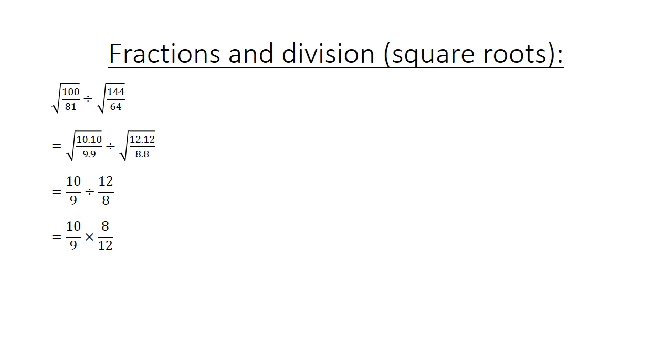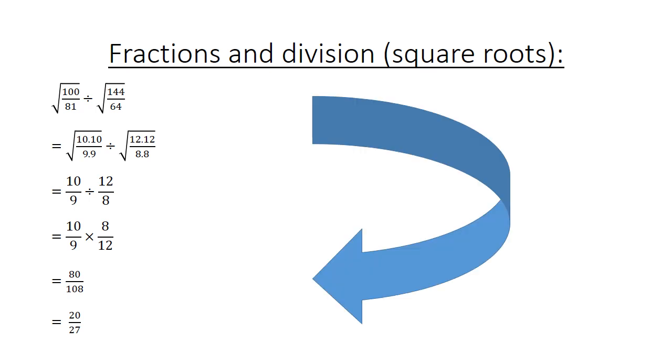Now you multiply and you invert the last fraction, which is 8 over 12. 10 times 8 equals 80. 9 times 12 equals 108. And we simplify to 20 over 27. Invert means to do the inverse. 4 over 6, if you don't invert it, it is equal to 6 over 4.